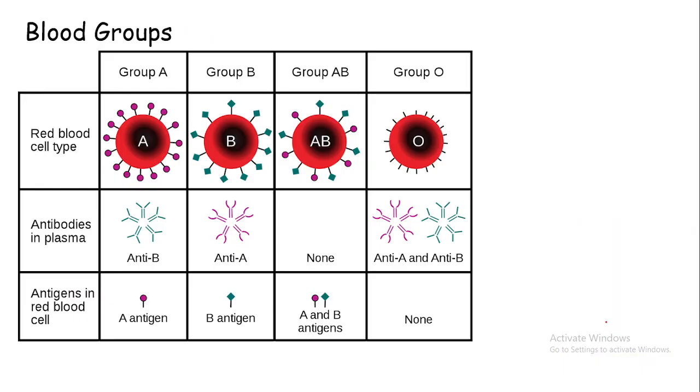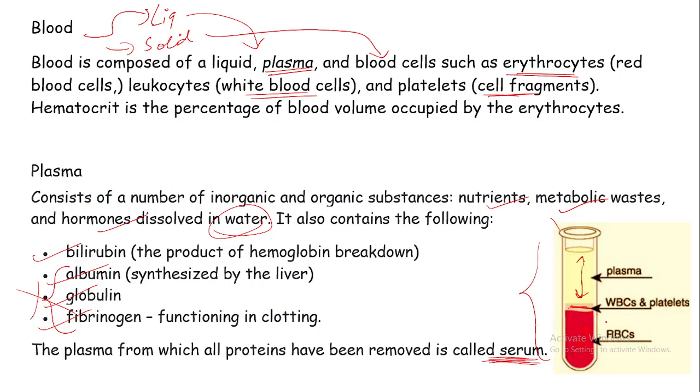Going ahead, coming to the blood groups. Yeah, there is another point that was missed to be mentioned here. What are the types of WBCs? We have two types of WBCs called the granulocytes and agranulocytes.